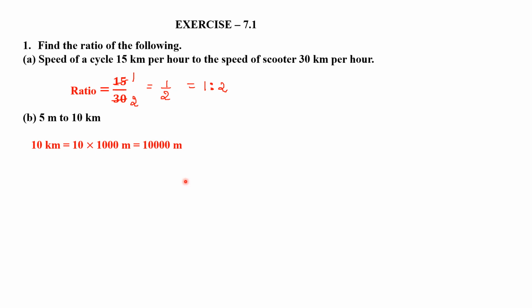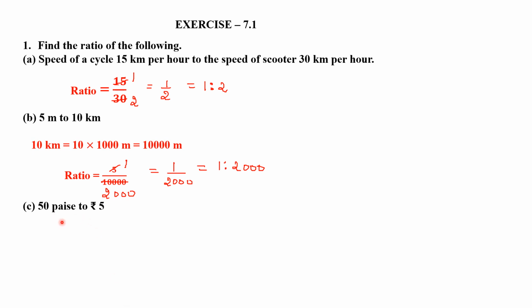Now I'm going to find the ratio. So the ratio will be 5 by 10,000. And now further I can reduce it. So 5 times 1 and 5 times 2000. So it will give me 1 by 2000, which can be written in the ratio form as 1:2000.